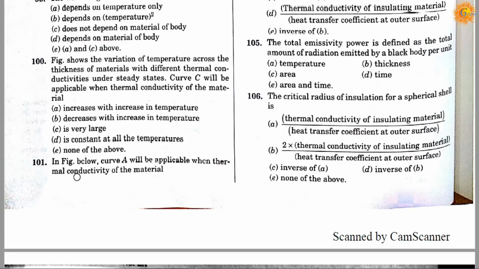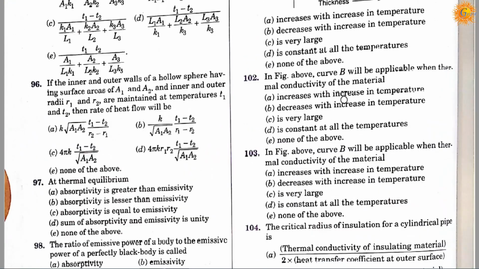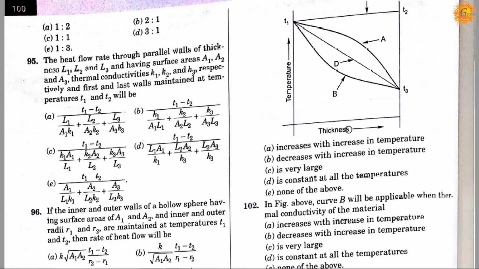Question number 101. In the figure below, curve A will be applicable when the thermal conductivity of the material. Option A, increase with increase in temperature. Option B, decrease with increase in temperature. Option C is very large. Option D is constant at all temperatures, and option E is none of the above. Correct answer is A. It will increase with increase in the temperature.